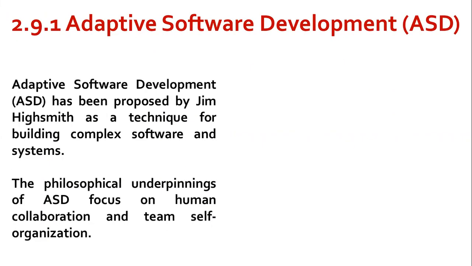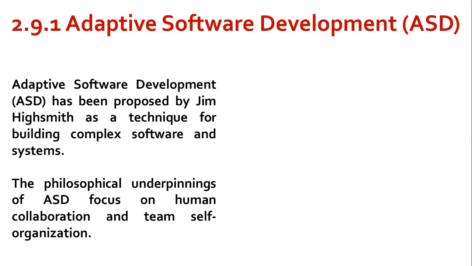Adaptive software development (ASD) has been proposed by Jim Highsmith as a technique for building complex software and systems. The philosophical underpinnings of ASD focus on human collaboration and team self-organization. Highsmith argues that the Agile adaptive development approach based on collaboration is as much a source of order in our complex interactions as a discipline and engineering.